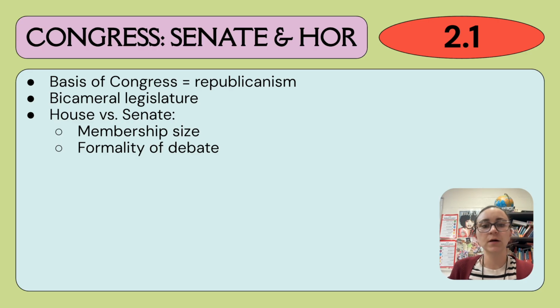The other thing to keep in mind there is that there are some procedures in the Senate that are different from the House. And we will talk more about that later on in 2.2 in just a minute.